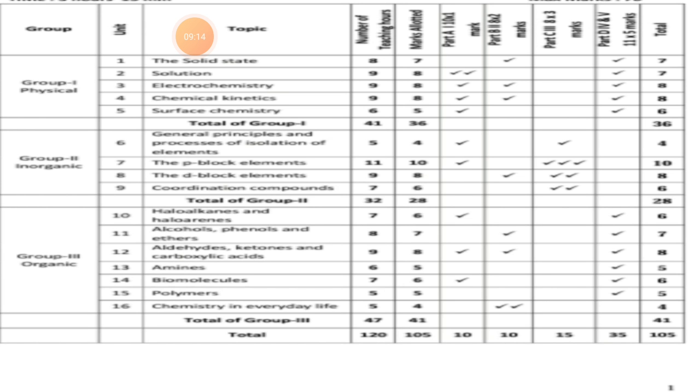And the 16th topic, the last topic from this part second, is chemistry in everyday life, which has 5 lectures and 4 mark weightage. 2 questions for 2 marks. Total weightage is 4 marks. And the group third, or the part second book, has a weightage of 41 marks.